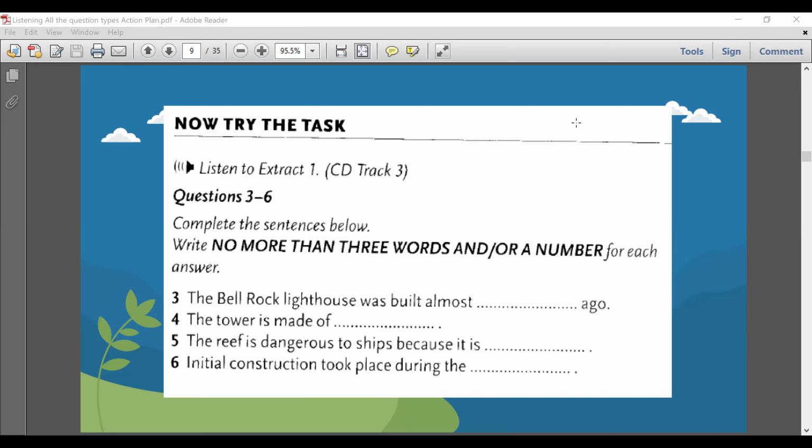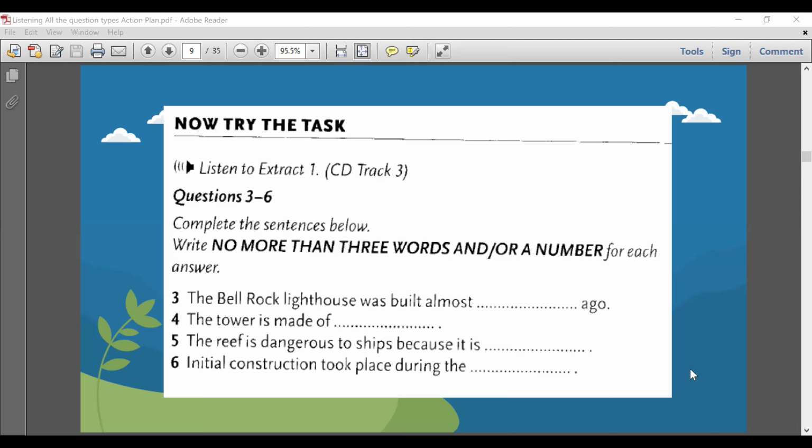ये थोड़ा सा डिफिकल्ट है. ये लाइट हाउस के बारे में पूरा एग्जाम्पल है. बेल रॉक लाइट हाउस. लाइट हाउस का मतलब क्या होता है? What is the meaning of lighthouse? Yeah, you must be all knowing about lighthouse. Yeah, so let us do the listening based on this. Questions number 3 to 6.